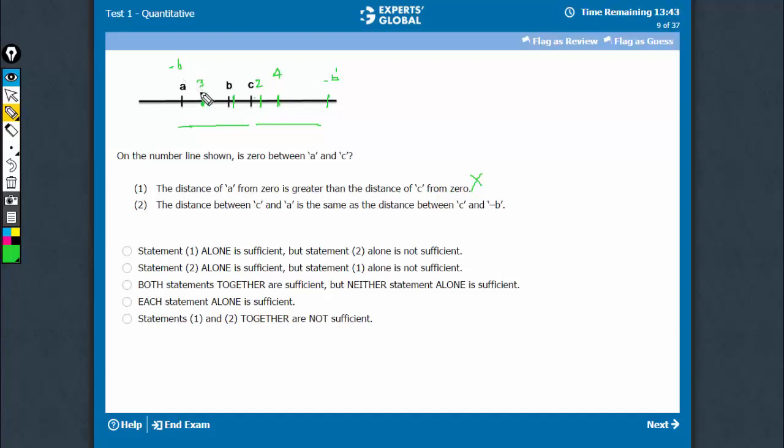In this case, the answer would be yes. So again, yes and no both are possible. So statement 2 is also not sufficient.